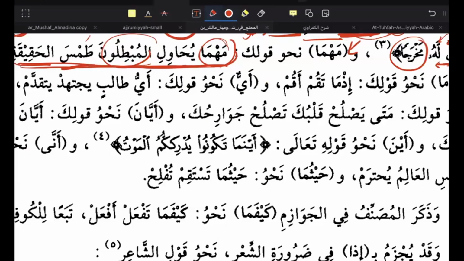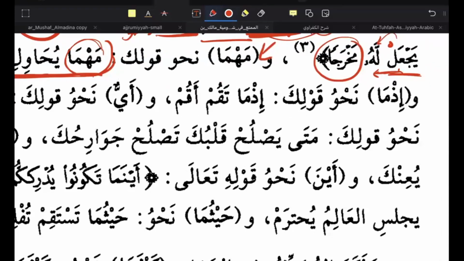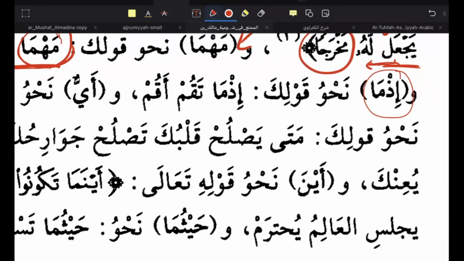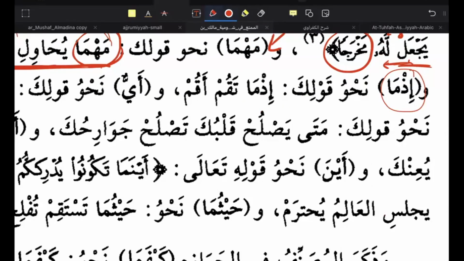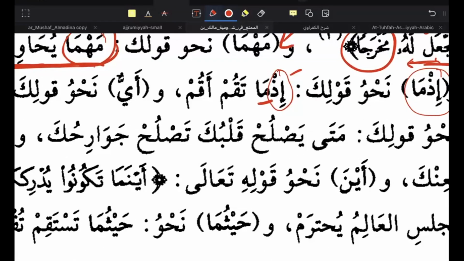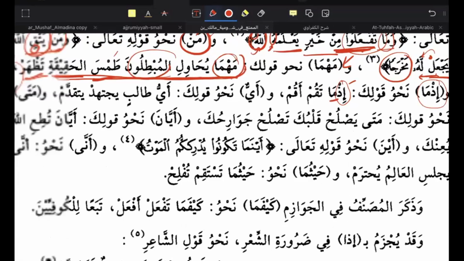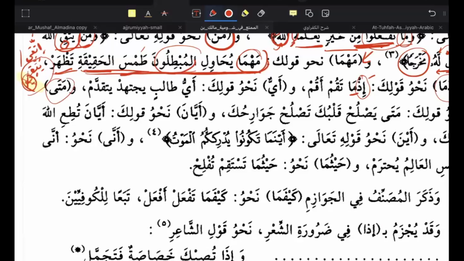Fahimtum? And then we have idma. Idma is another one that is disputed, but the more correct view is that it is a harf. So idma can have two meanings. It can be whenever or whatever. So for example, we say idma takum akum. Whenever you stand, I would stand. I would say "when" is a better meaning. Fahimtum? So we have idma takum akum. And mata means when, you know what mata means.